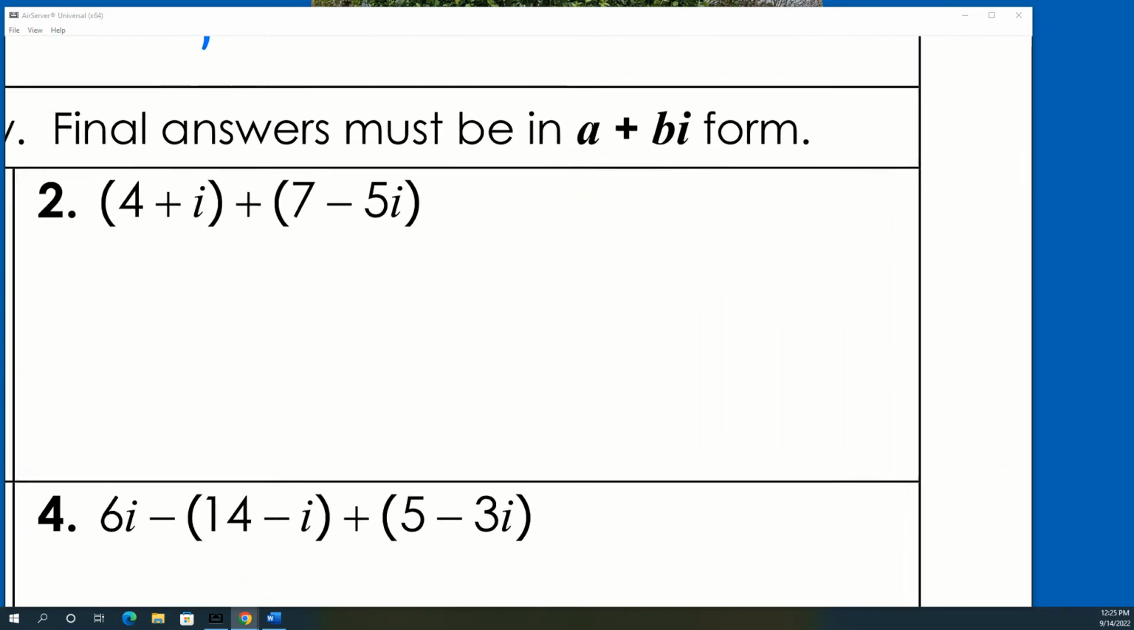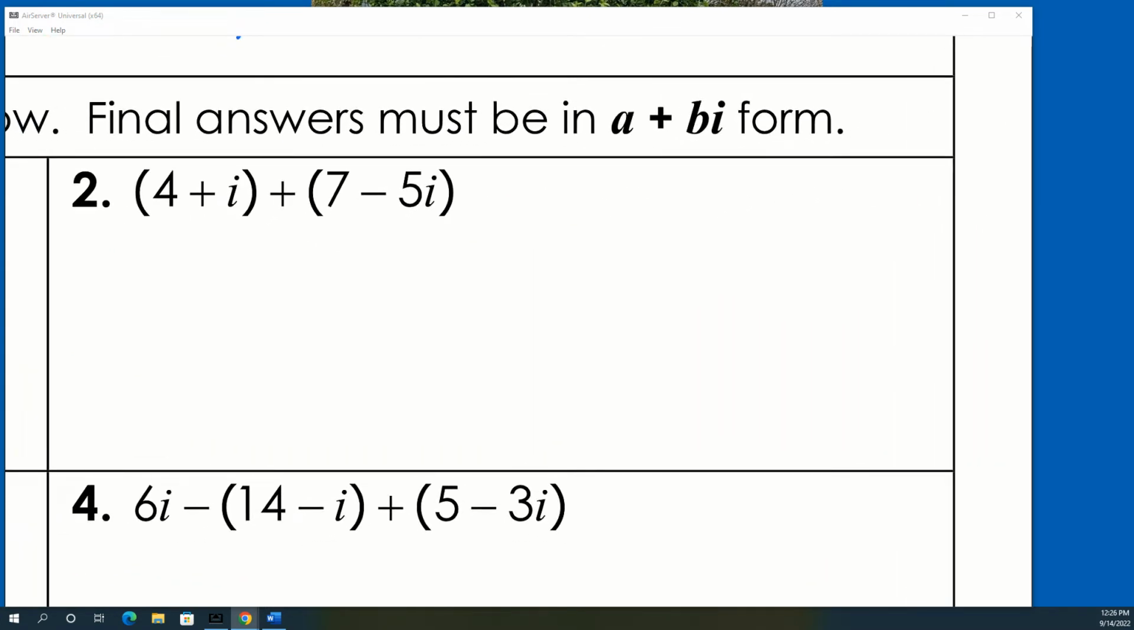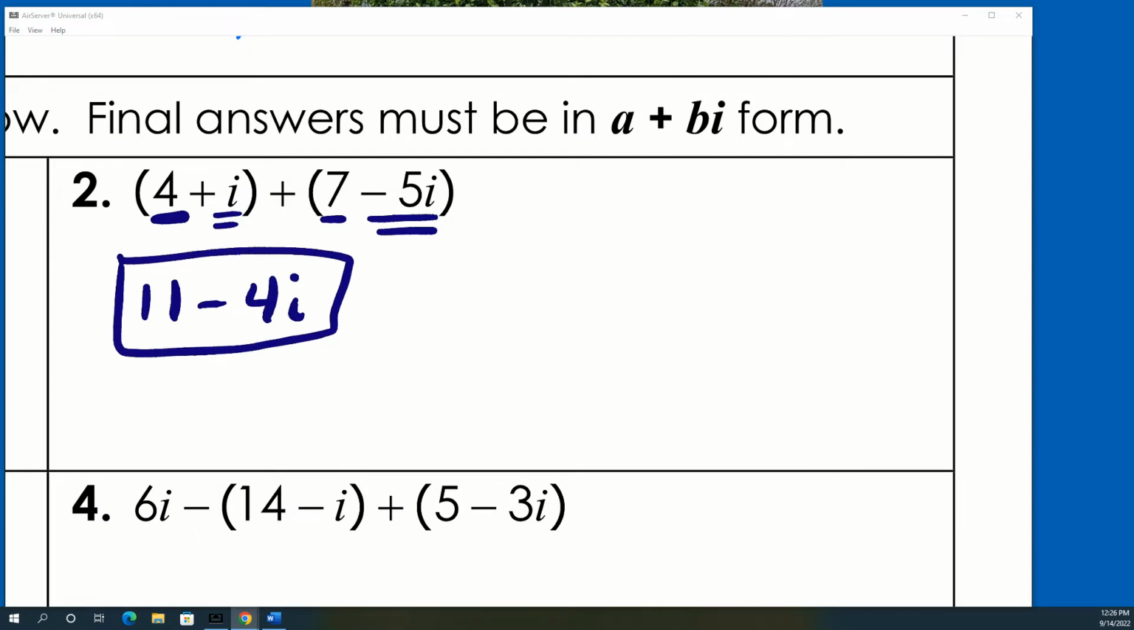All right. Number 2, because there's a plus sign in between the parentheses, this is just an addition problem where we're going to add the real parts. So we're going to add 4 plus 7 is 11. And then we'll add the imaginary parts. So maybe like 1i minus 5i, which should that be? Negative 4i. Very good. Okay, so if there's a plus sign between the parentheses, it's really no big deal. You're just adding like terms.